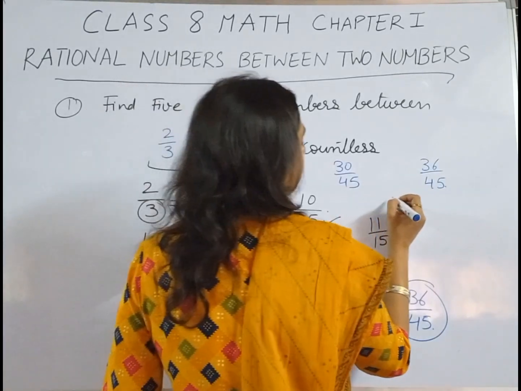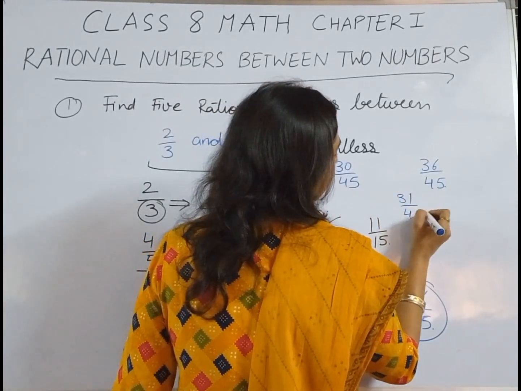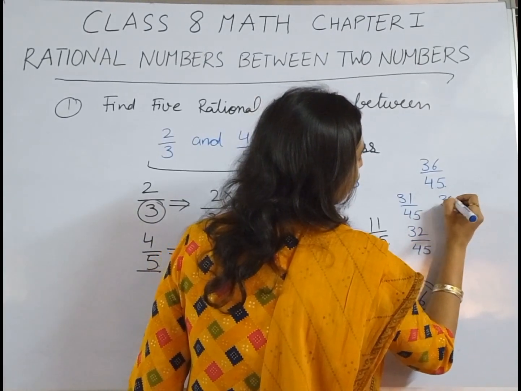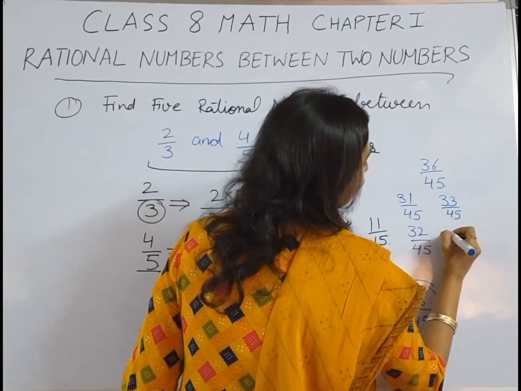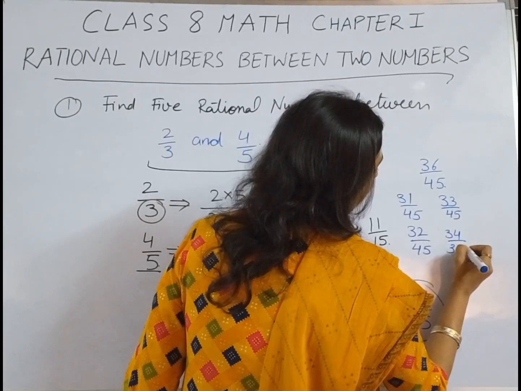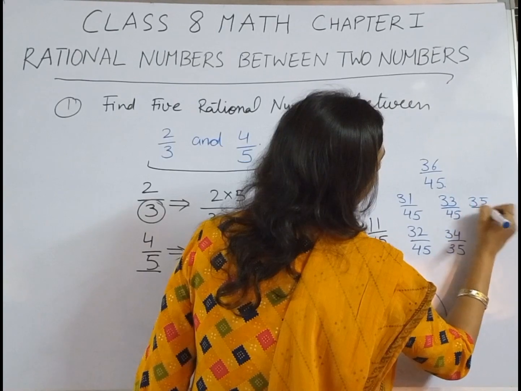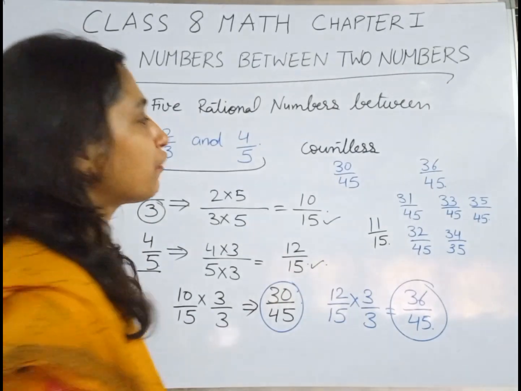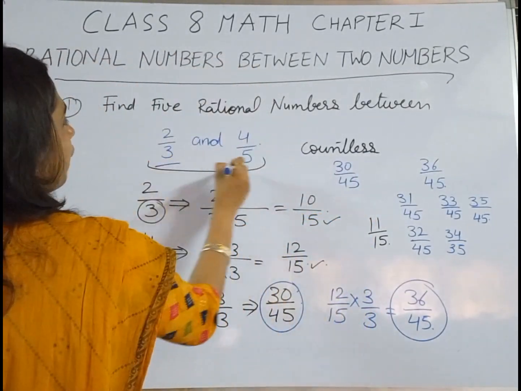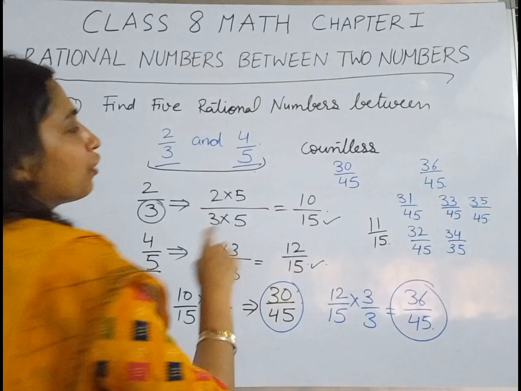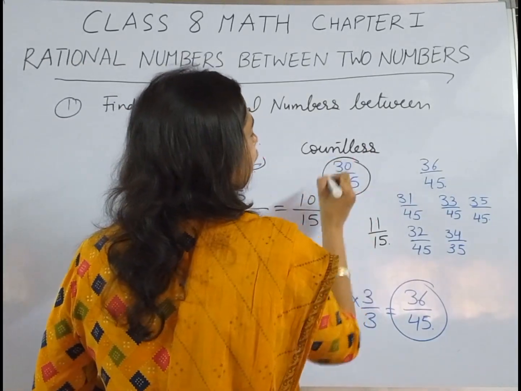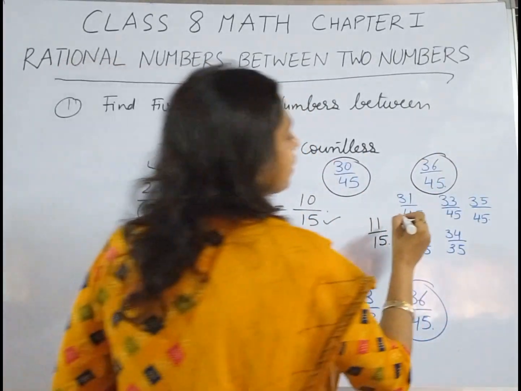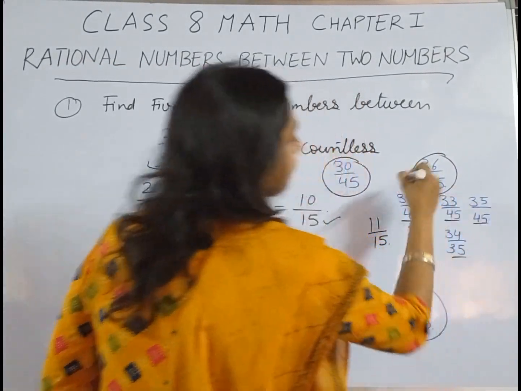There are 5 rational numbers: 31 by 45, 32 by 45, 33 by 45, 34 by 45 and 35 by 45. So these are the 5 rational numbers between these two numbers, 2 by 3 and 4 by 5. Firstly, we have to represent them in the form of 30 by 45 and 36 by 45. Then we can easily write down the 5 rational numbers between these two terms.